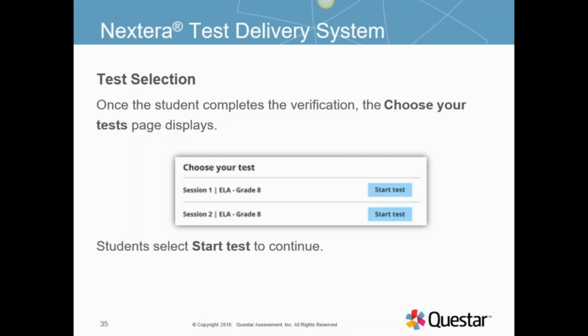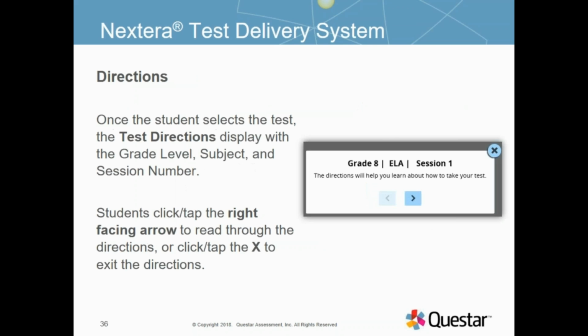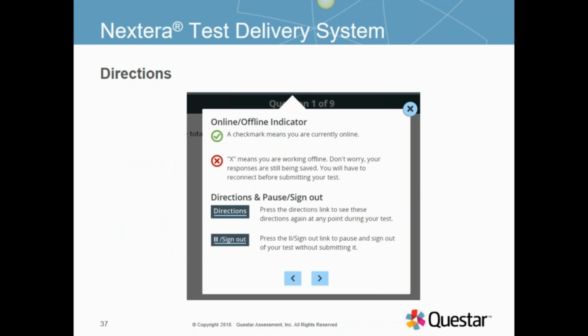So you click on Start Test next to Session 1, and then from there, the student is brought through the directions. Once the student selects the test, the directions display, and they'll use the right arrow to walk through them. You as the proctor in the front of the room will have the teacher's directions in front of you, and you'll be reading to them as they follow the prompts on their screen. They use the forward-facing arrow on the right to move forward.